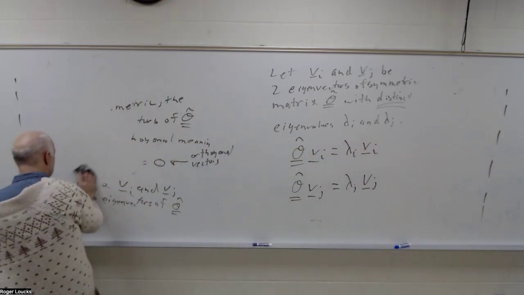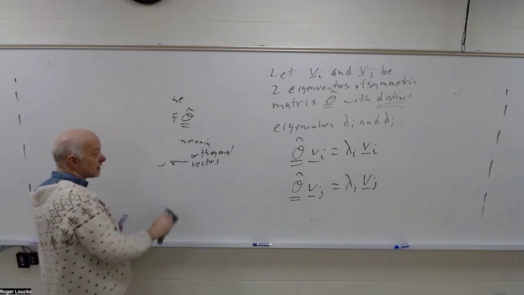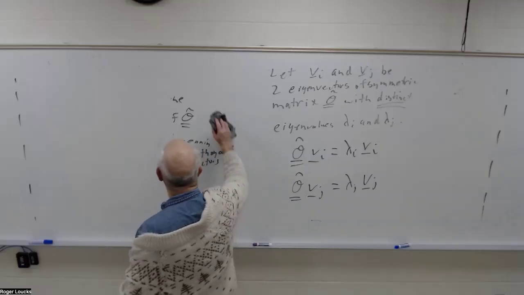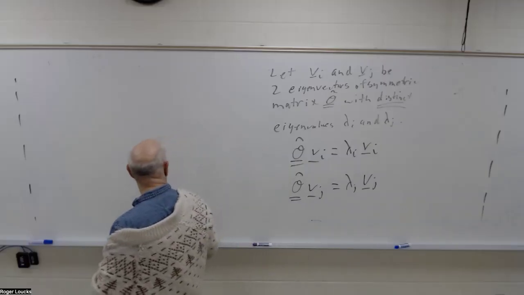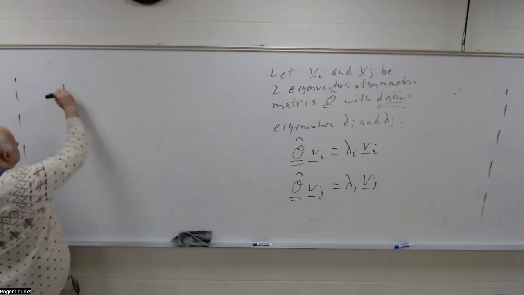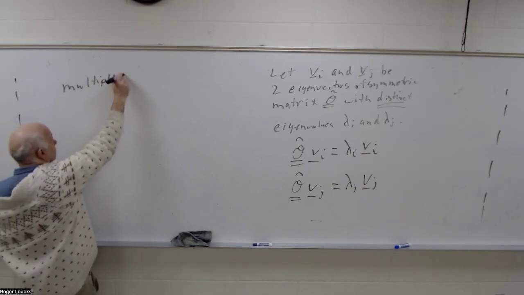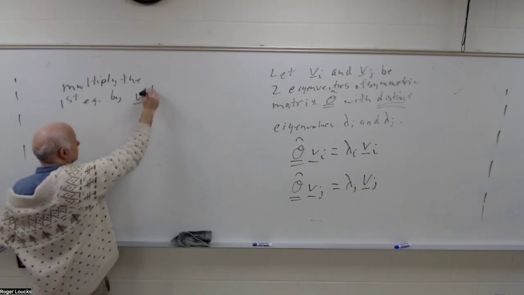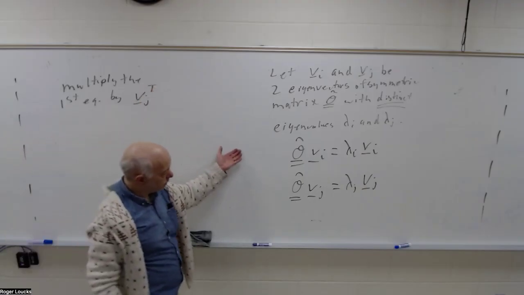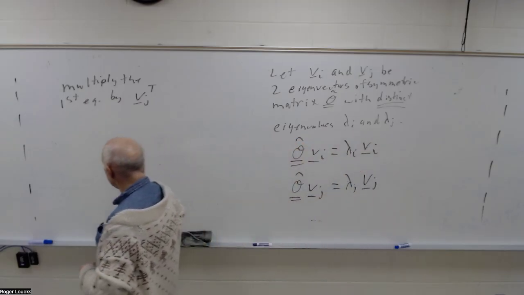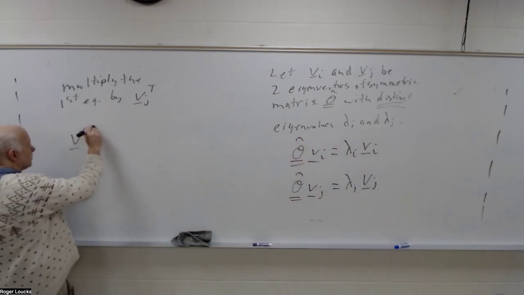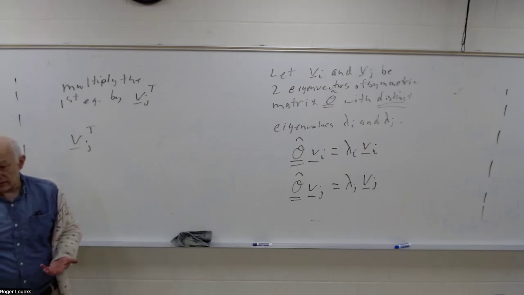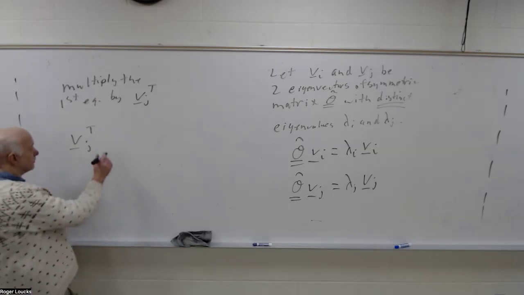I'm going to multiply the first equation by V_j transpose. Take this equation here and multiply both sides by V_j transpose. This type of proof is used a lot in physics and in mathematics, so it's one of those proofs you might want to really know.